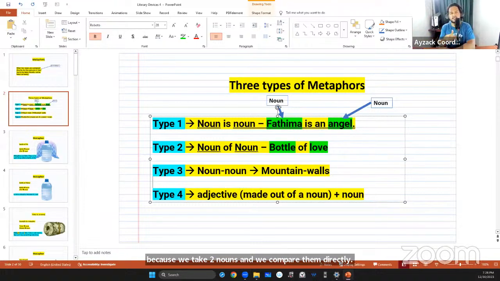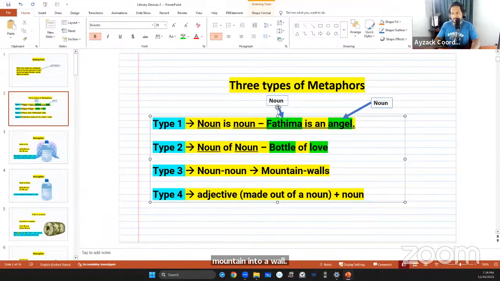However, is it real or fake? It's absolutely fake. There's no such thing called mountain walls. You can't make a mountain out of walls and you can't turn a mountain into a wall. It is merely a visualization. It is fake. That's why it's a metaphor.